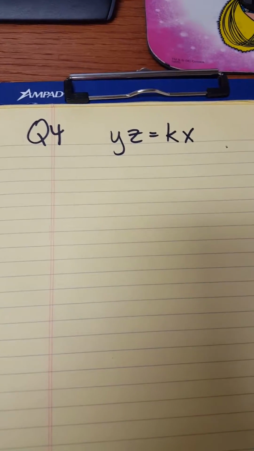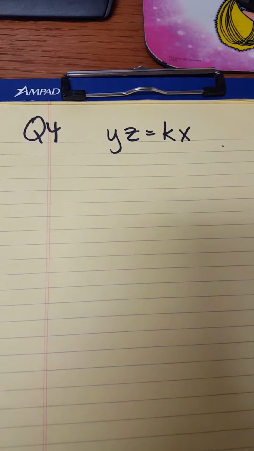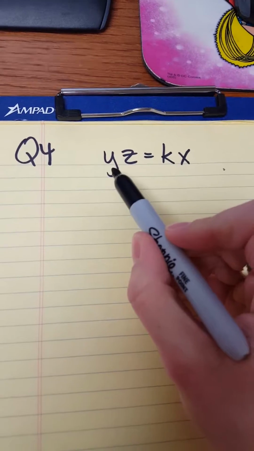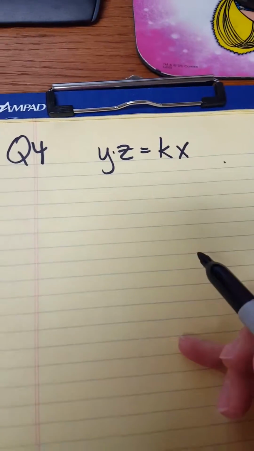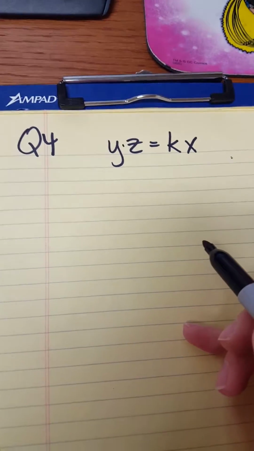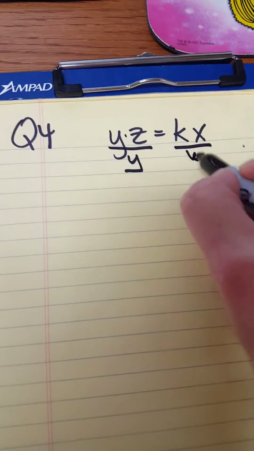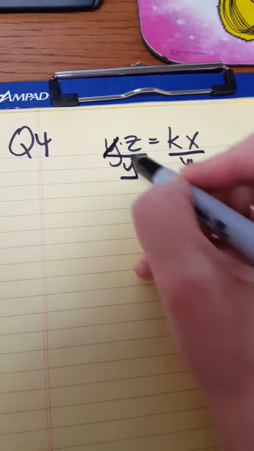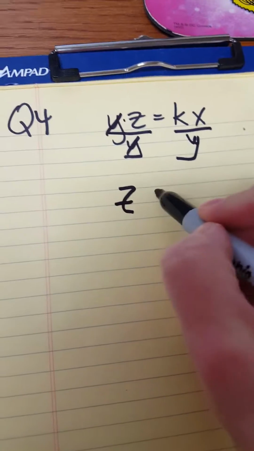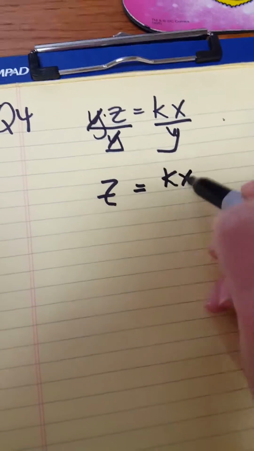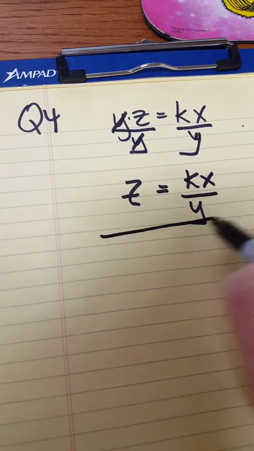All right, on to question 4. They want us to solve for z in the equation yz equals kx. If we want to get z by itself, the only thing that's hindering it is this y. And between these two pieces, we are multiplying. The inverse operation for that would be division by y. If I do that on both sides, the y's would cancel, giving me z equals kx divided by y. Final answer.